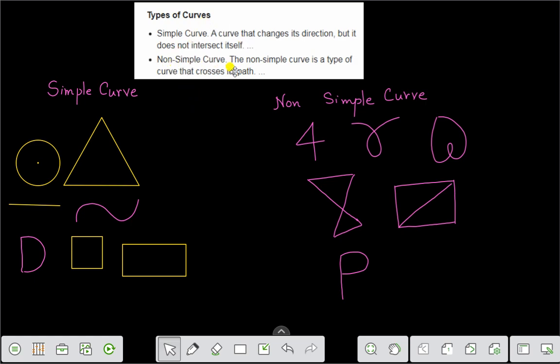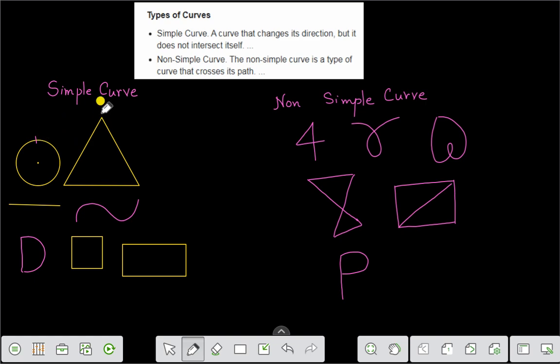And what is a non-simple curve? The non-simple curve is a type of curve that crosses its path, right? Suppose this example, a simple curve. Here you see, you start from this point, and at the end we come to this point again. That means when it doesn't intersect at any point, this is a simple curve.